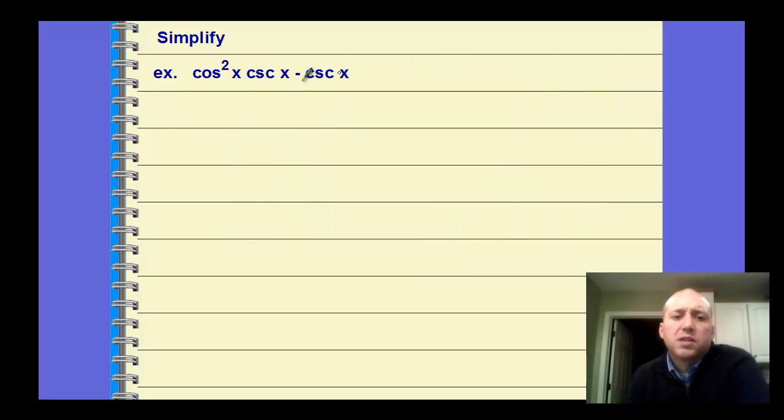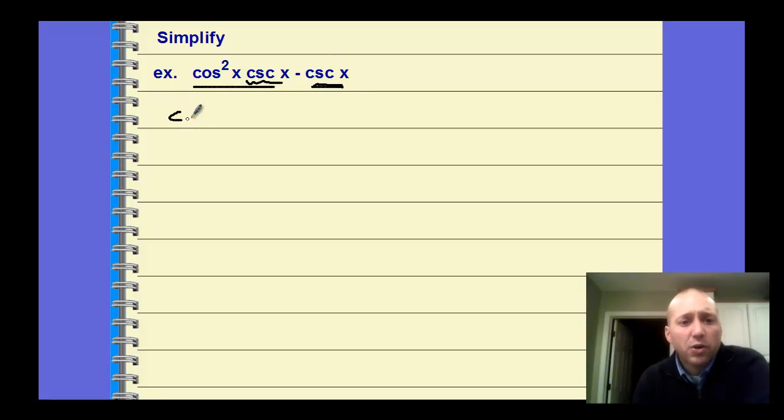Okay, so simplifying. Simplifying is a little more difficult than verifying, because with simplifying you don't know what you're trying to get to. You're trying to simplify it, but you don't know quite when you're done. So you need to apply your algebra and your identities to get a simplified form. And so for this one here, you need to realize that there are two terms right here, and in both terms there's a cosecant.